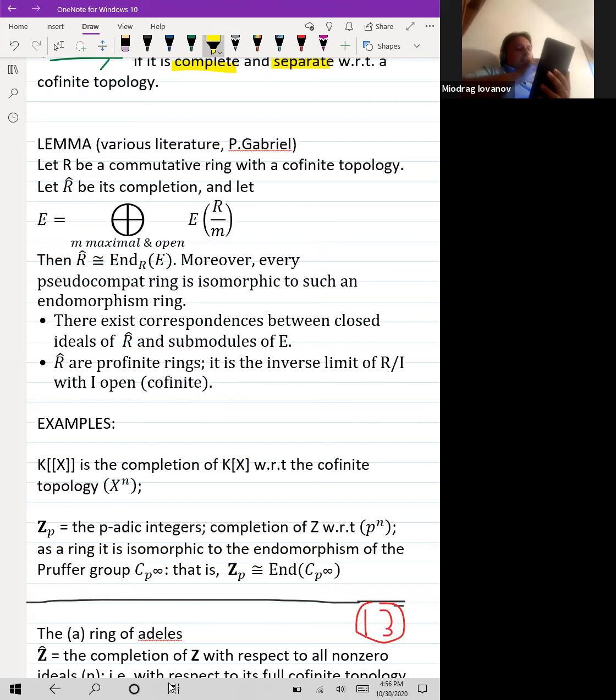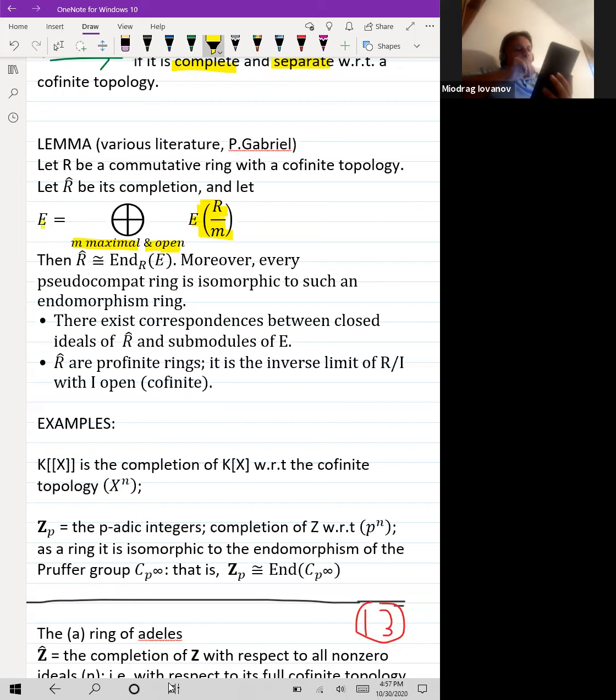So let's look at this object E here. E is going to be the direct sum of the injective hulls of simple modules, but where you take simple modules that come from maximal ideals which are open. So I'm saying not maximal among open ideals, just a plain maximal ideal that is also part of the topology. So you take these maximal ideals, take the simple modules they produce, and take the injective hull. You take the direct sum of all these. Then the completion is actually isomorphic to the endomorphism ring of this.